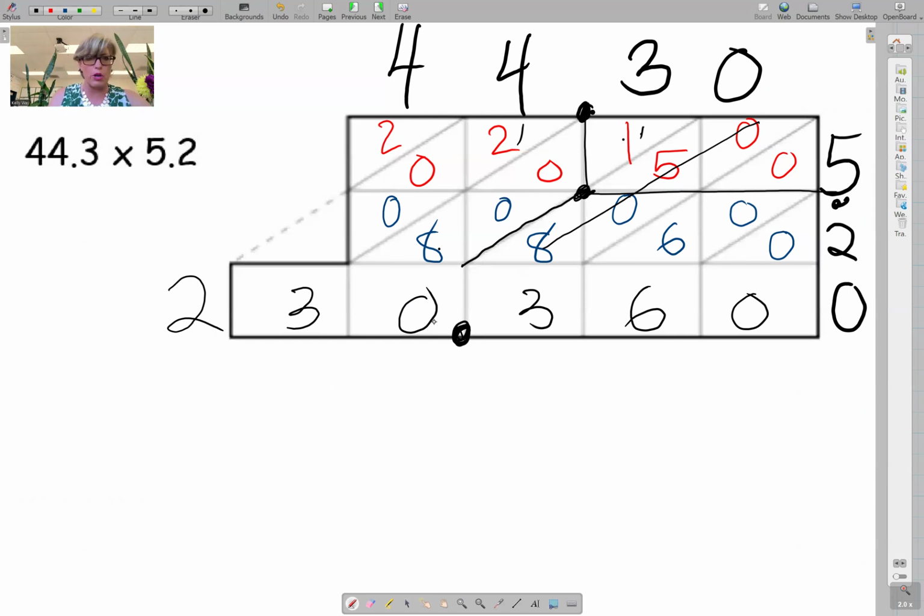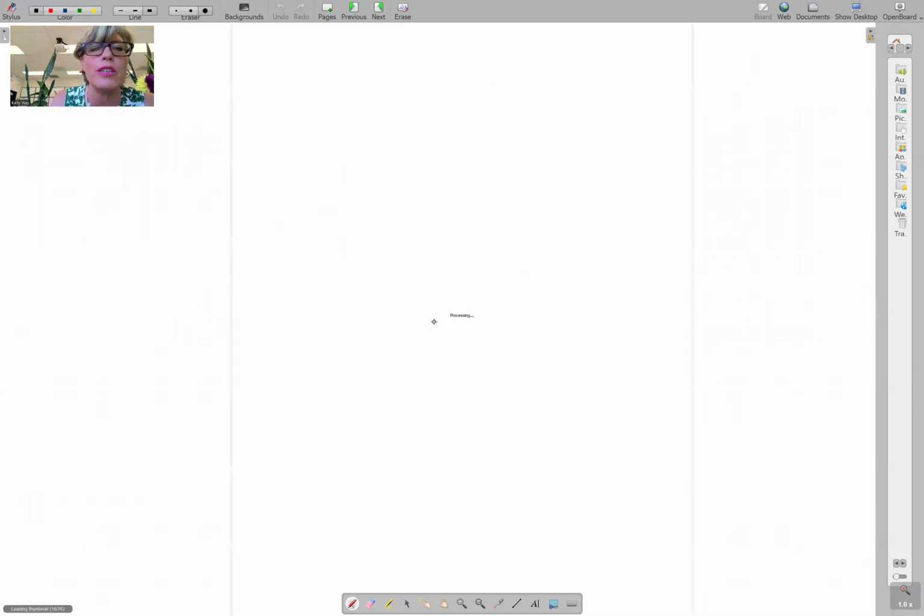Some of you, you're skeptical. You're like, I don't think that's right. Take a look. Of course, because you believe the calculator is somehow God's infallible voice. It's not. But here we go. Okay. We have 44.3 times 5.2. And it's 230.36. All righty. That is a recap of our previous lesson.